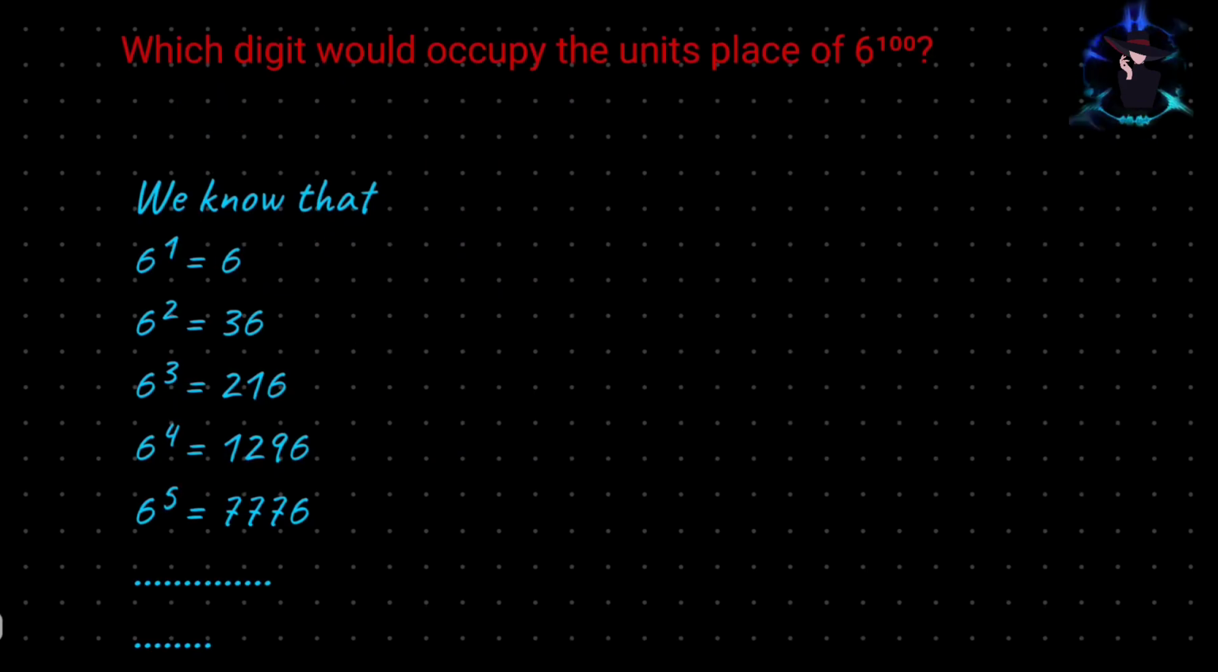The last question of the exercise is, which digit would occupy the units place of 6 power 100? So what's the unit place? Let's suppose a given number 1, 2, 3, 4, any number. So this is units, tens, hundreds, thousands, and so on, right? So the unit place is the one which comes at the end, to the right. So what's the question here?